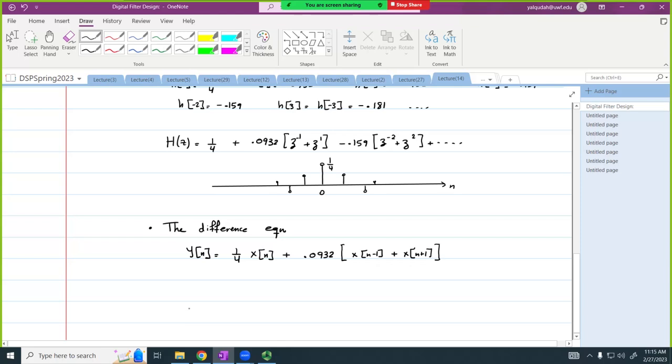Together, minus 0.159 multiplied by x of n minus 2 plus x of n plus 2. And this keeps going forever. Again, this comes directly from H of z. H of z is Y of z over X of z.